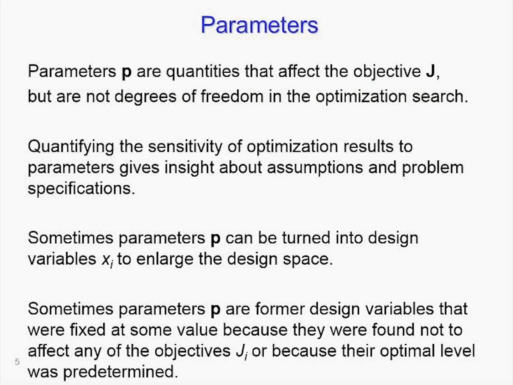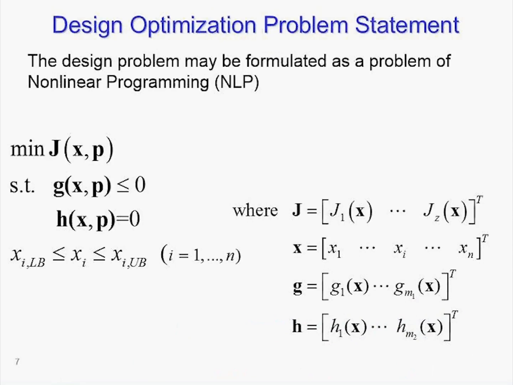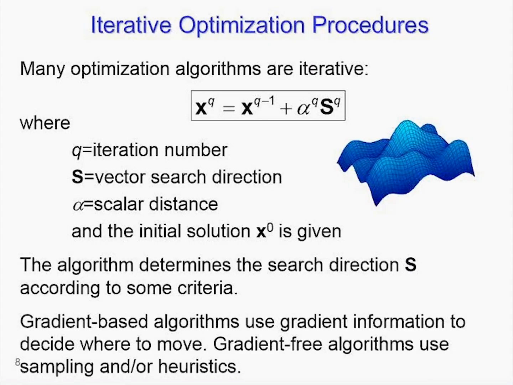Whoops, I forgot to scroll through this thing. Okay, so let's see. Any questions? Is it clear? The mathematical statement: this is a design problem written as an optimization problem. Find me the x's that minimize my objective while satisfying the constraints, and that'll be a good design.